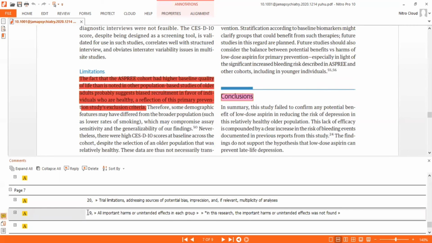Next, point 19, all important harms or unintended effects in each group. In this research, important harms or unintended effects were not found.